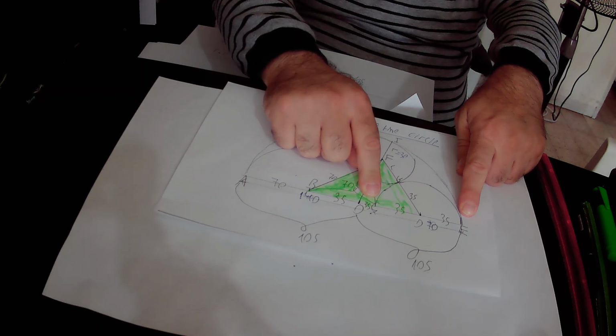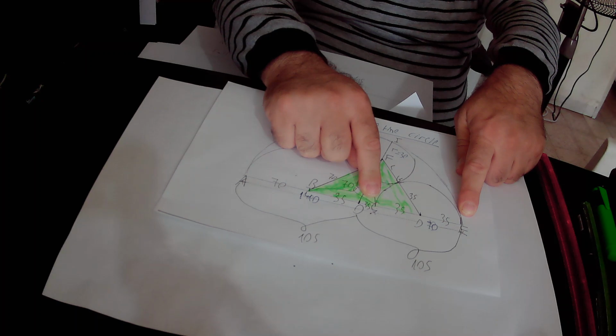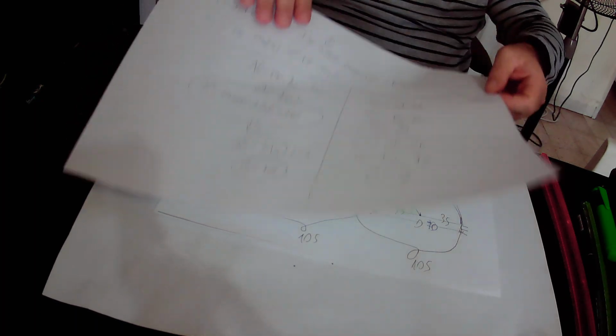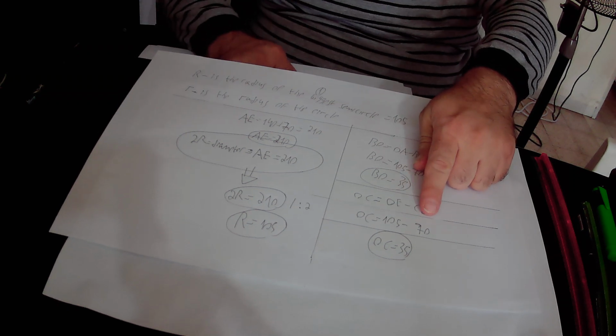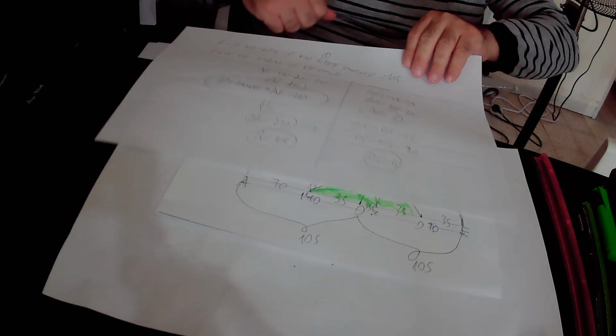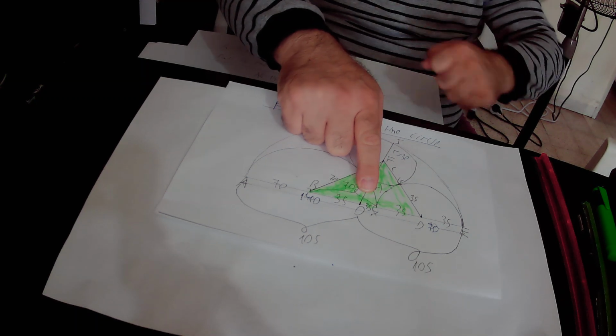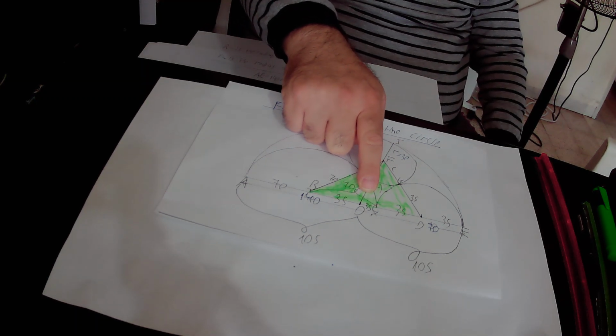CE equals 70 units. This is the diameter of the smallest semicircle. So in conclusion, we found out that OC equals 105 minus 70, that is 35 units. Here OC, this line segment, equals 35 units in itself.